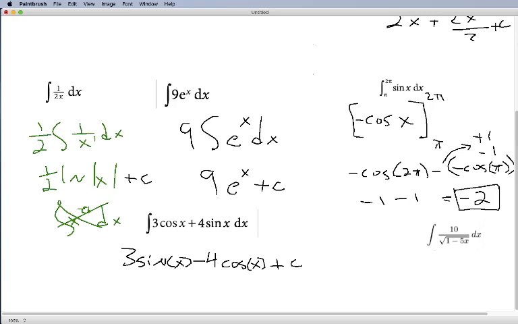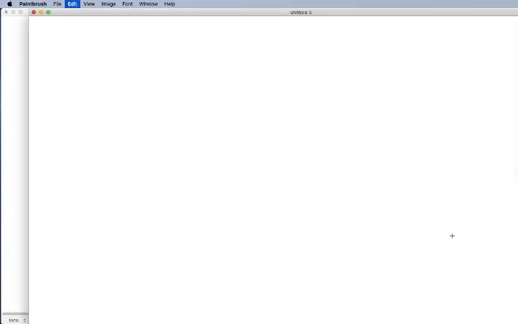Okay. Finally, we have the last one. They love putting square roots and stuff because they know it freaks you guys out. So let's take a look at it.